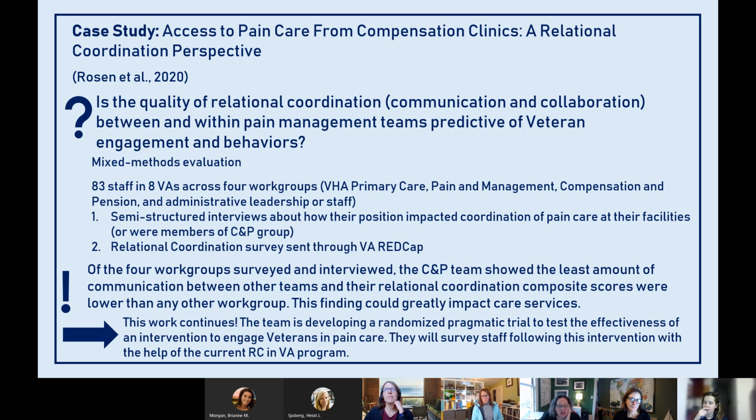Yeah. So I have a question on this one. Across these 8 VA sites, the C&P teams at each one had the least strong RC with the other work groups. Is that accurate? Mm-hmm. That's interesting. I guess one question they might be asking as well is, what role do they play? What role should they be playing with these other work groups? And as a non-VA person, I don't know how a lot of these things work.